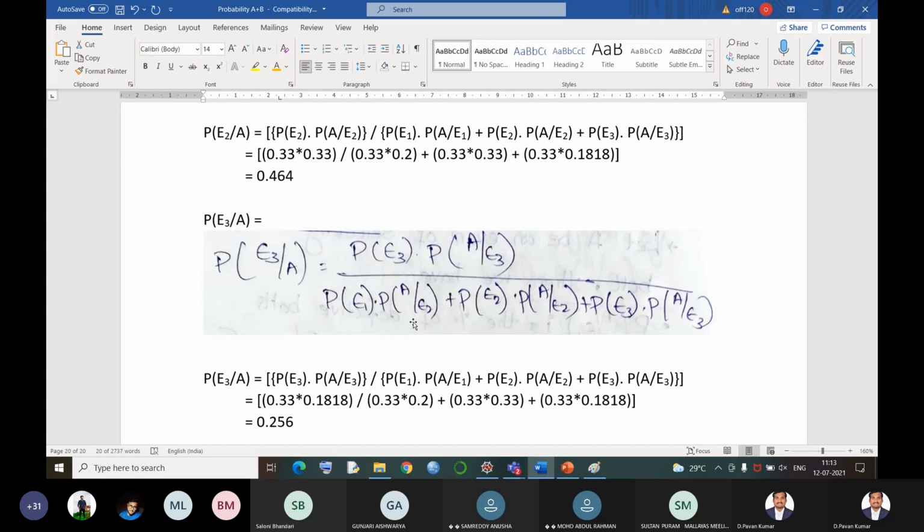This is how we calculate the problems of Bayes theorem. And if you have any doubts, you can ask me at any point of time.